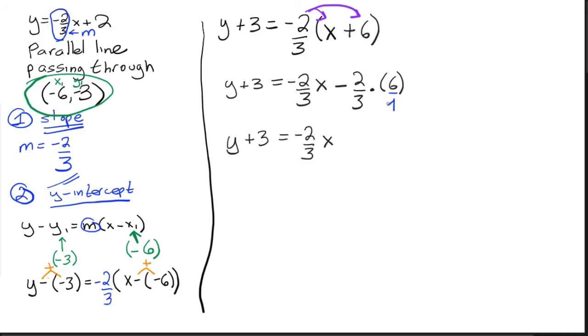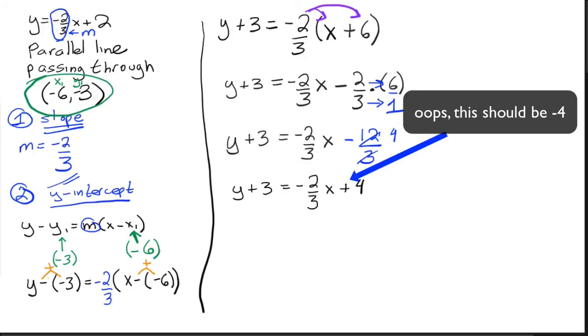So you can multiply straight across. Remember, you have to put a 1 under the 6, and then you multiply numerator times the numerator, denominator times the denominator, leaving you with 12/3, which is also the same as 4. So I can rewrite this as 4. So let's rewrite this again. So I have y plus 3 equals -2/3 x plus 4.